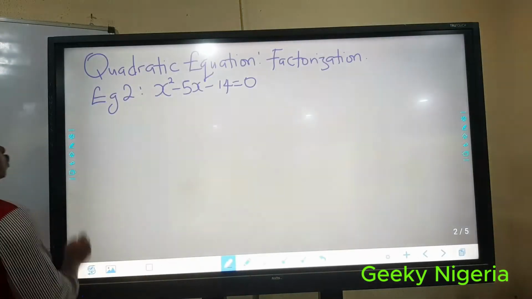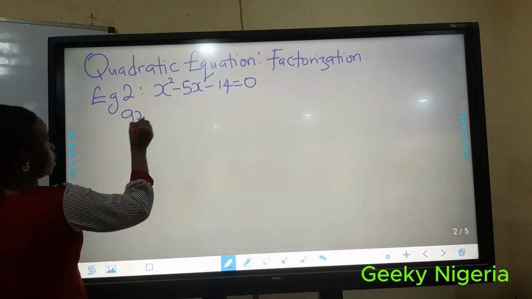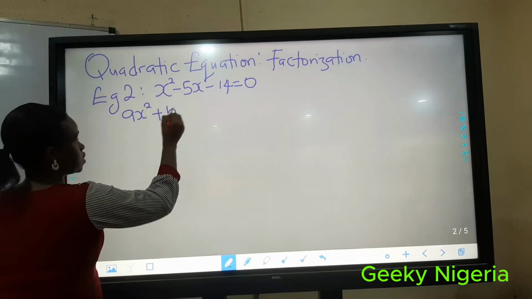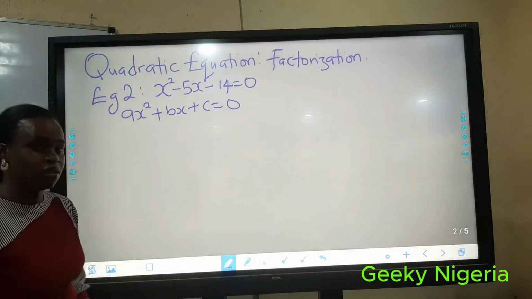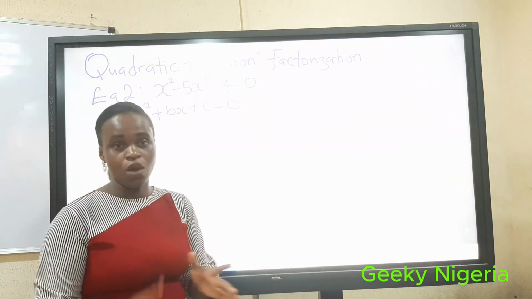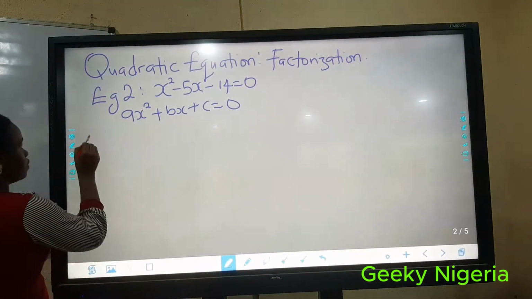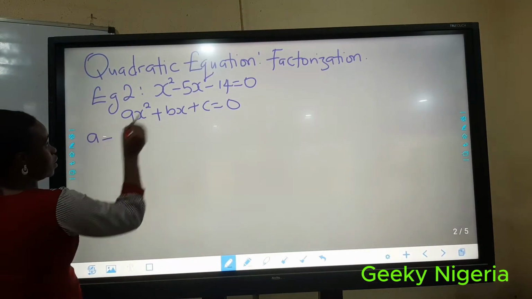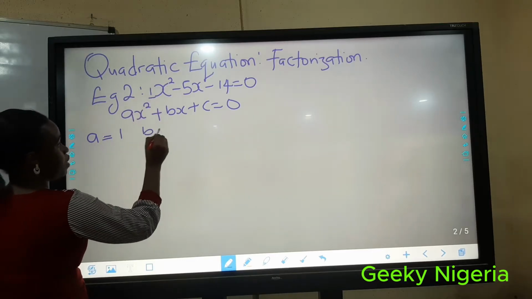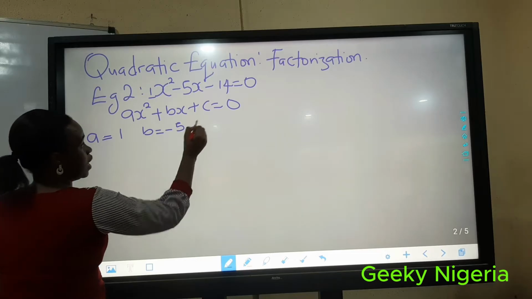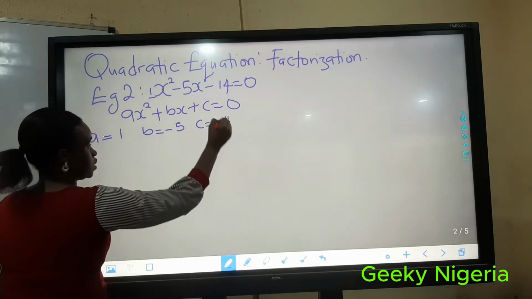So what's our general equation? It says ax squared plus bx plus c is equal to 0. Next, always identify what a, b, and c are. Here, we have 1x squared, which means our a is equal to 1. Our b equals minus 5, and our c equals minus 14.